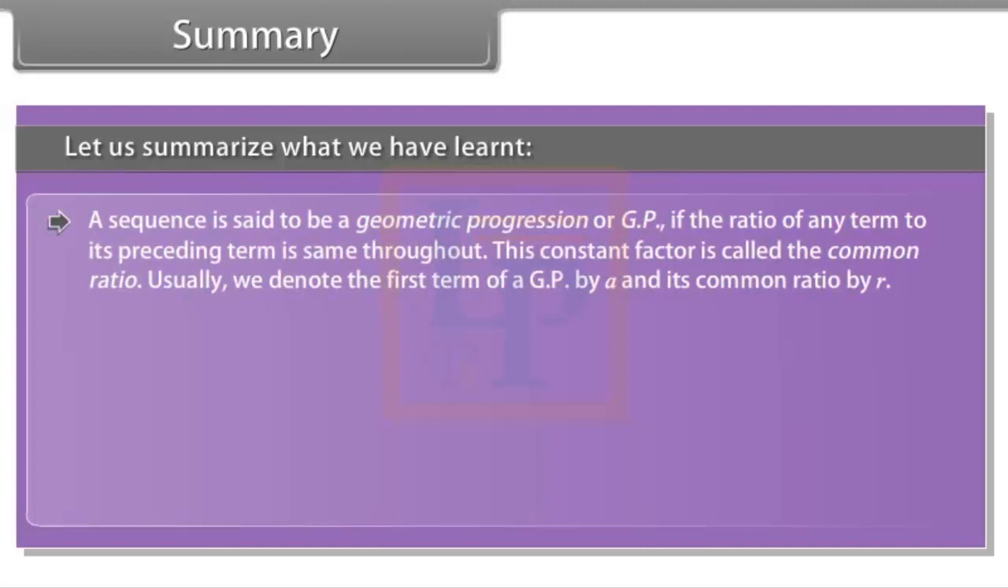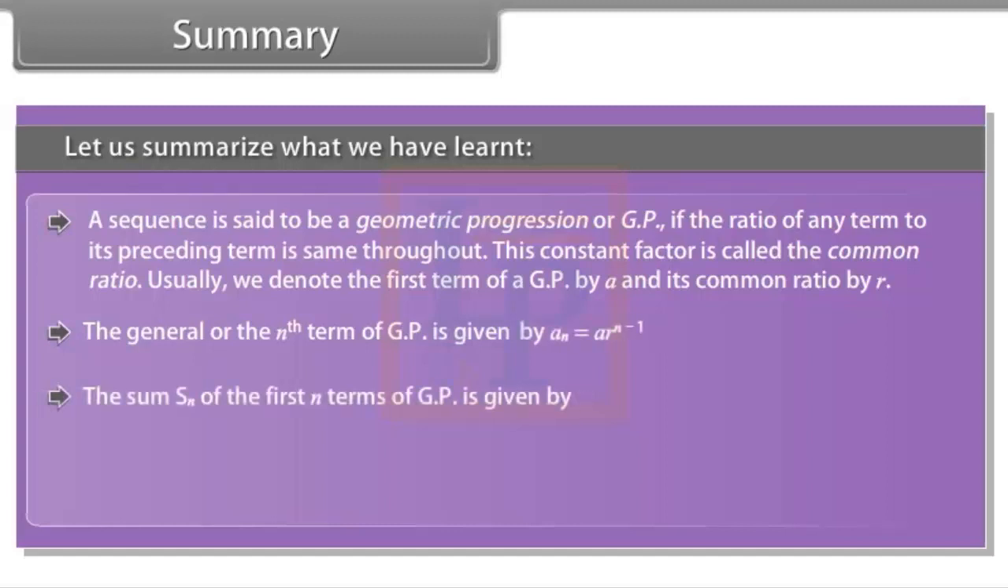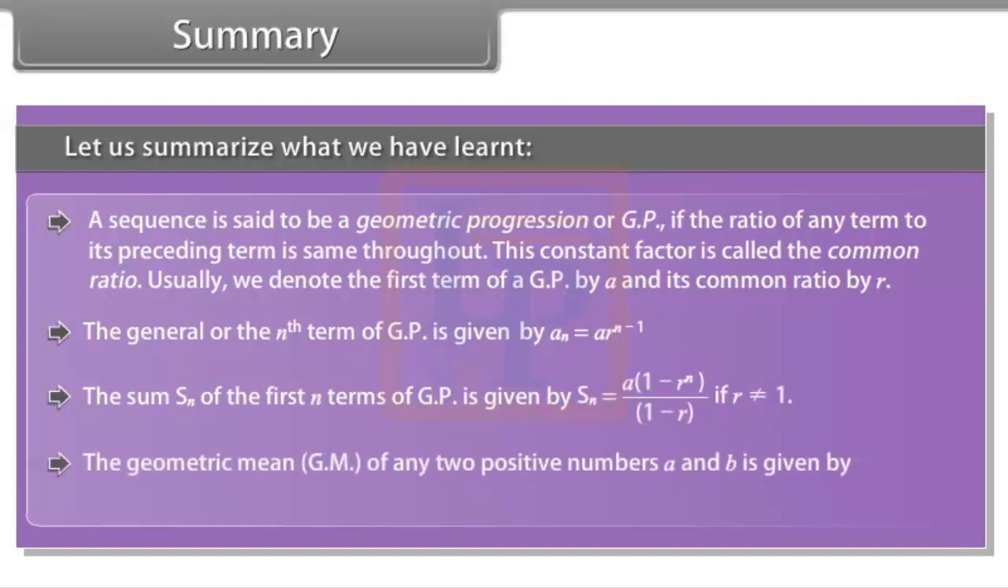A sequence is said to be a geometric progression or GP if the ratio of any term to its preceding term is the same throughout. This constant factor is called the common ratio. Usually we denote the first term of a GP by A and its common ratio by R. The general or nth term of a GP is given by a r to the power n minus 1. The sum Sn of the first n terms of a GP is given by a formula. The geometric mean of any two positive numbers A and B is given by square root of AB, that is, the sequence A, G, B is a GP.